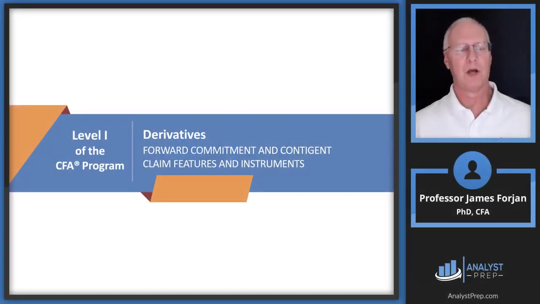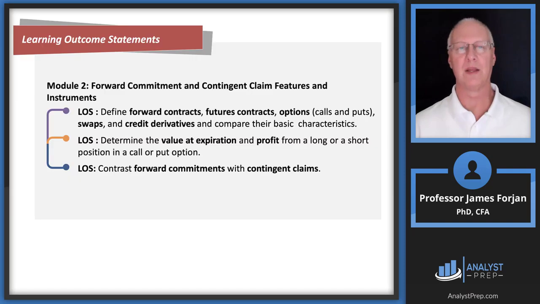This is level 1 of the CFA program, the topic on derivatives, and the module on forward commitment and contingent claim features and instruments. You might remember that module 1 was pretty much just an introductory reading. In module 2, we're going to go just a little bit deeper, and instead of just talking about general forward commitments and general contingent claims, we're going to talk about some specifics inside of each of those.